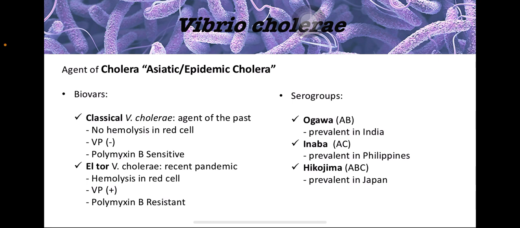There are three major serogroups based on the O antigens that they have. We have Ogawa, with the A and B antigens, which is common in India. Inaba, AC antigens, which is common in the Philippines. And then Hikojima, which has the ABC antigens, which is common in Japan. These differ only by the presence or absence of your A, B, and C antigens. So please don't forget where they are commonly found or isolated.